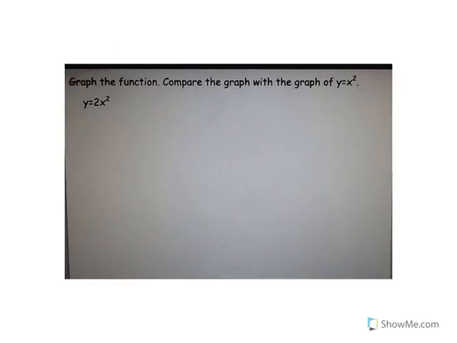So graph the function, compare the graph with y equals x squared. So y equals x squared is, again, this constant thing we're going to come back to. But here, check it out. It's going to actually go up even faster. So we're going to go ahead and plug in, let's just do a quick table of values here.